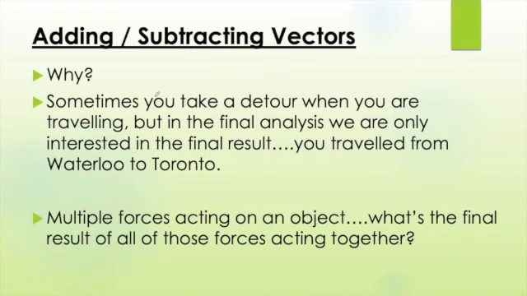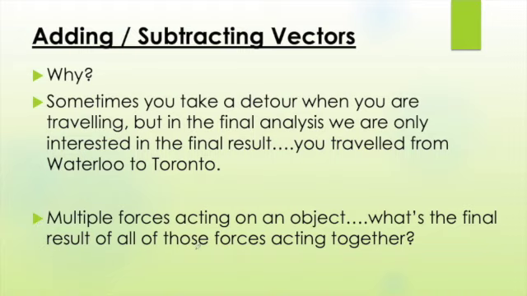Okay, because sometimes you take a detour when you're traveling, but in the final analysis, we are only interested in the final result. You've traveled from Waterloo to Toronto, okay? But you detour, but you only care that you went from Waterloo to Toronto. We want to know our final result, okay? So because we have multiple forces acting on an object, what's the final result of all those forces acting together? That's what we care about when we add or subtract vectors, okay?